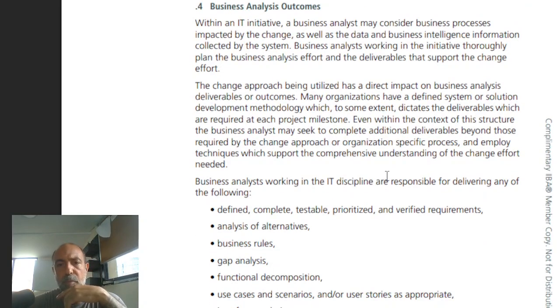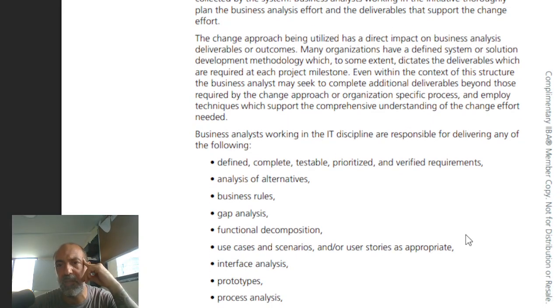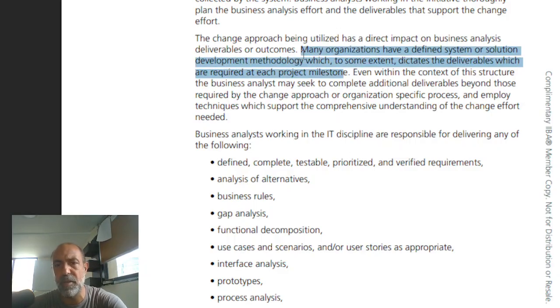The change approach may be utilized as a direct impact of business analysis deliverables or outcomes. Many organizations have a defined system or solution development methodology which to some extent dictates the deliverables which are required at each project milestone. Now here we're talking about company documentation, protocol, or knowledge, or demand, right? Like, as a company we do it this way or else.